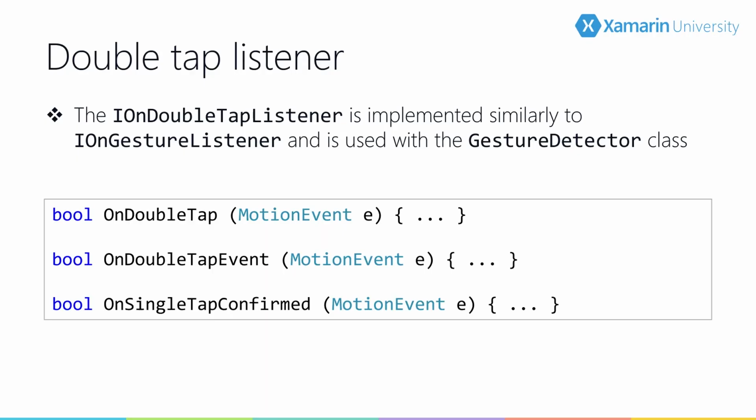Now that we've seen how to respond to gestures using the IOnGestureListener interface, let's take a look at responding to double taps. This requires us to implement the IOnDoubleTapListener, which defines 3 methods. OnDoubleTap is called when a double tap occurs, and this is the method that we're primarily interested in when responding to double taps. And as discussed earlier, the OnDoubleTapEvent is called when an event within a double tap gesture occurs, or more specifically, each time a finger presses or leaves the screen. And then the OnSingleTapConfirmed is called when a single tap occurs.